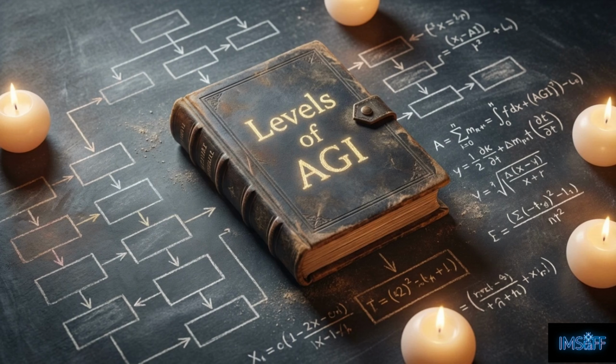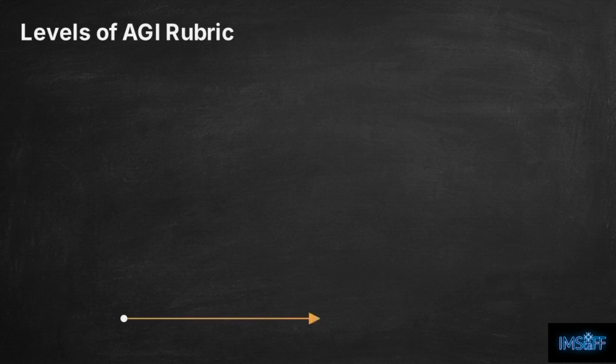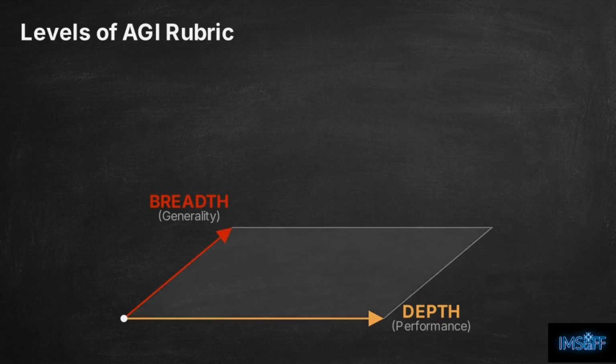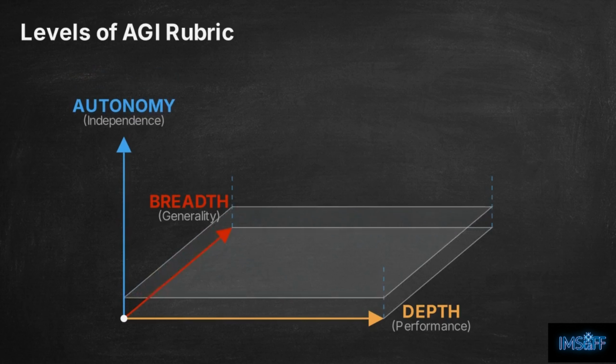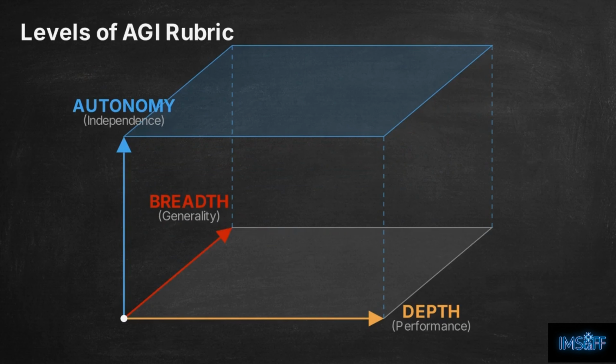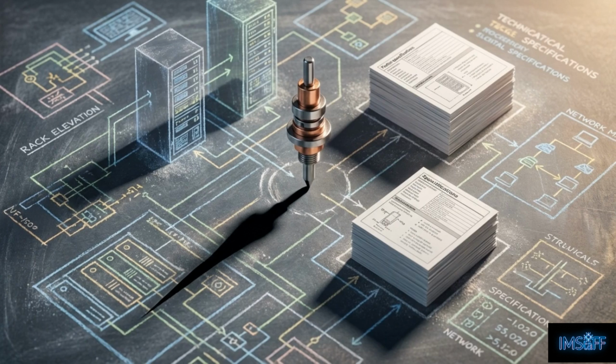The only rigorous, non-hype method to measure general intelligence is the Levels of AGI framework. This framework uses a 3D rubric. The first axis is depth, representing raw performance and intelligence. The second axis is breadth, mapping capability across completely different domains. The final axis is autonomy, measuring the ability to plan independently and use tools without handholding. Mapping current models onto this 3D space is the only way to distinguish current AGI readiness from future speculative forecasts.